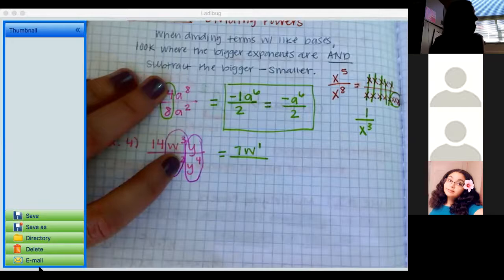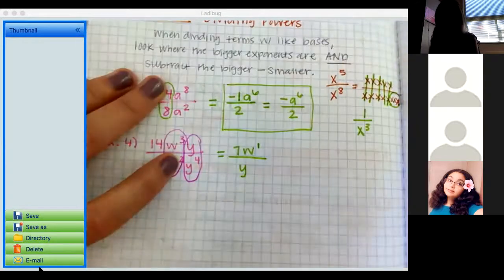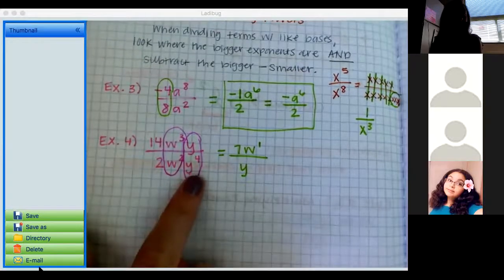Where are my Y's bigger? Cam, I hope you looking back. In the denominator. So they're going to stay there. Sorry, baby. They're W's.